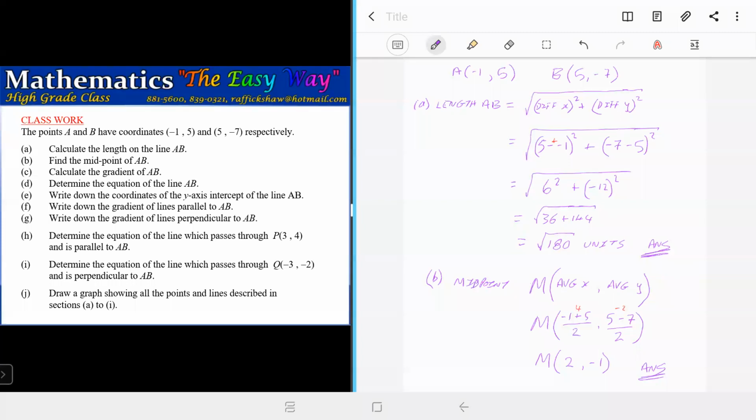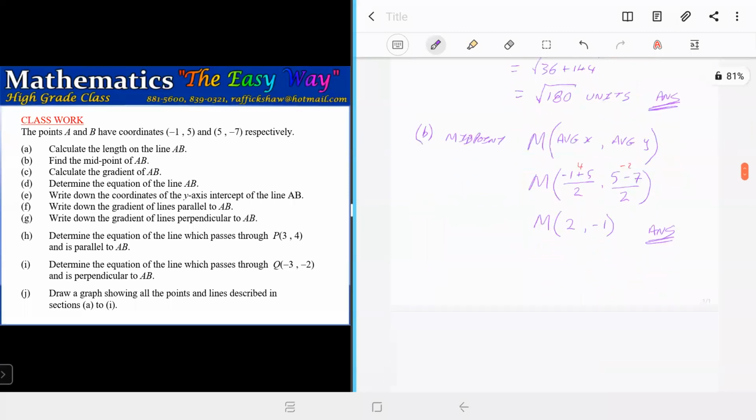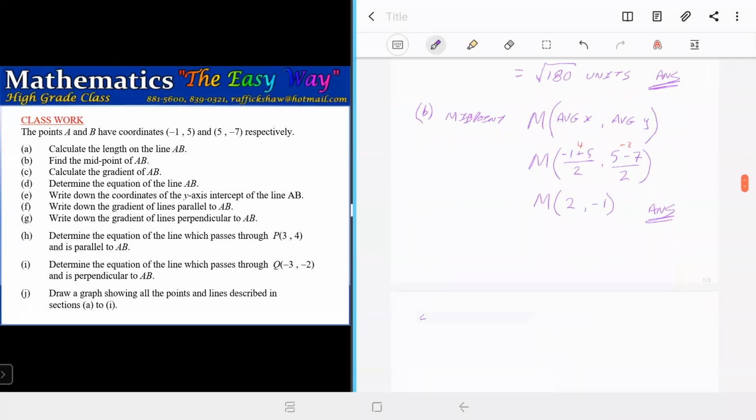And then the third part, part C, wanted the gradient. Remember, the gradient is the slope, and when you have 2 points, let's go on the next page. Part C. I'm going to write the 2 points again, so we can have it on the page. So it's A, negative 1, 5, and B, remember, was 5, negative 7. And for the purpose of the class, I'm just going to work it out the two ways and show you.